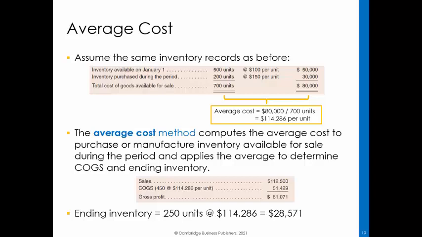The company's sales, $112,500, cost of goods sold, $51,429, and gross profit, $61,071, are calculated as shown. The cost of goods sold and ending inventory are determined by multiplying the number of units sold, 450, and the number of units remaining, 250, by the unit price of $114.286 to arrive at $51,429 for cost of goods sold and $28,571 for ending inventory. There is usually some rounding differences when computing cost of goods sold and ending inventory using average cost.